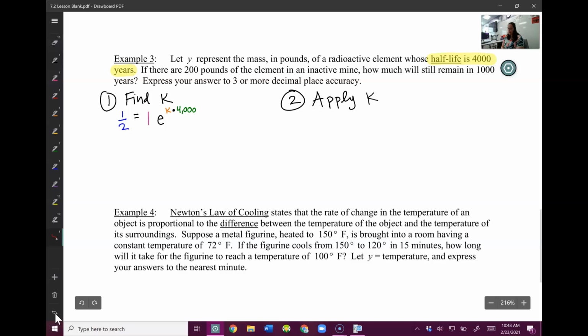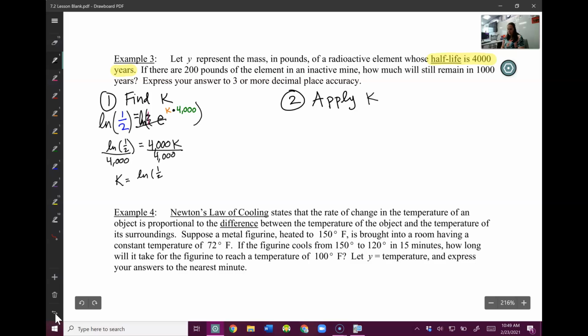Now I've got this. So I need to use this half-life of 4,000 years to solve for k. So I have ln of 1/2. This 1 is just going to go away because 1 times anything is itself. And then the ln and the e cancel. So ln of 1/2 equals 4,000k. And divide by 4,000 to find out what k is.